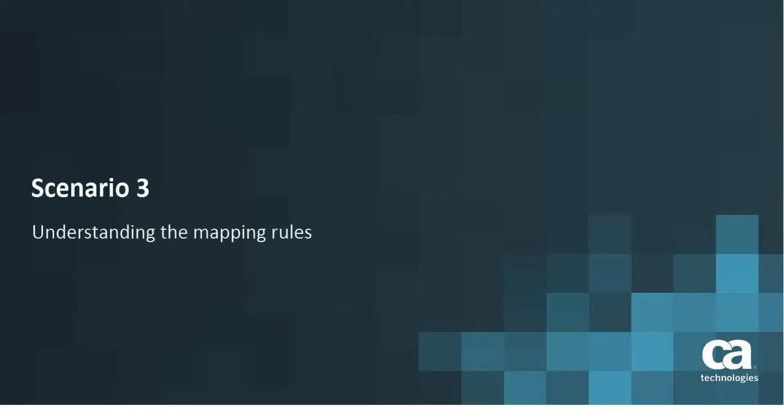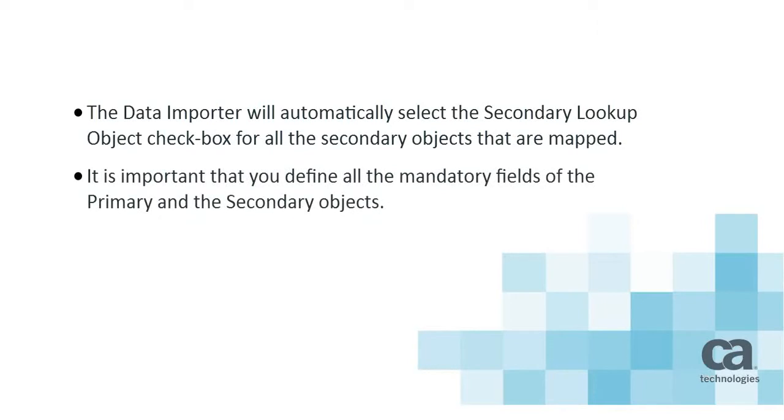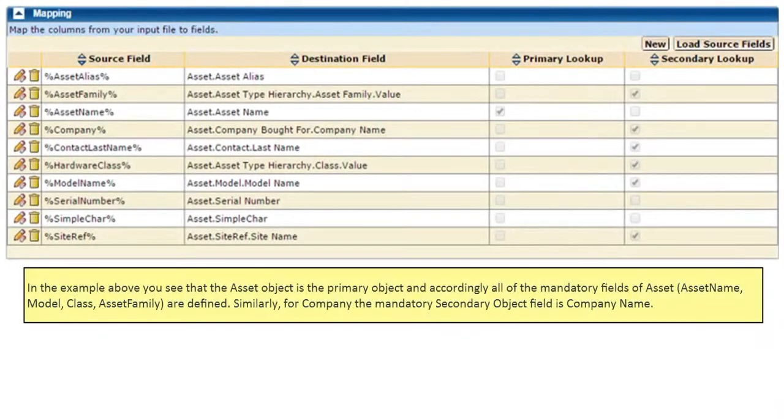Scenario 3. Understanding the mapping rules. The Data Importer will automatically select the secondary lookup object checkbox for all the secondary objects that are mapped. It is important that you define all the mandatory fields of the primary and secondary objects. In the example above, you see that the asset object is the primary object, and accordingly, all of the mandatory fields of asset name, model, class, asset family, are defined.